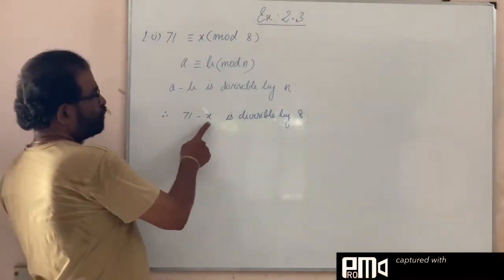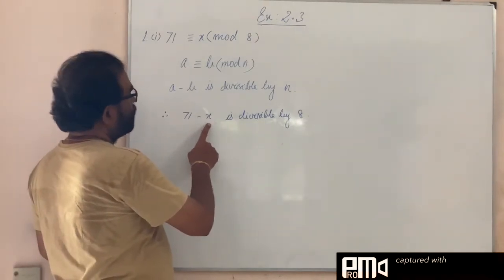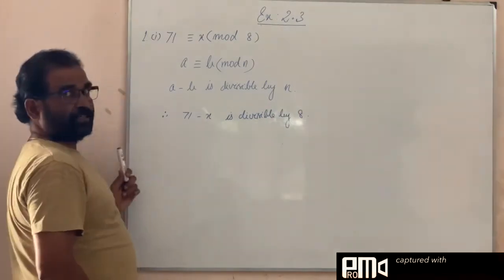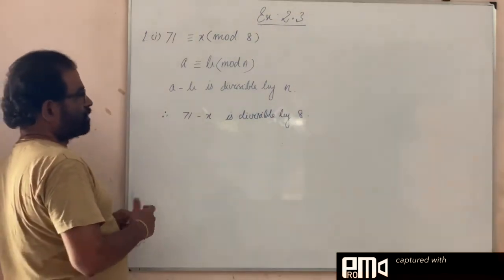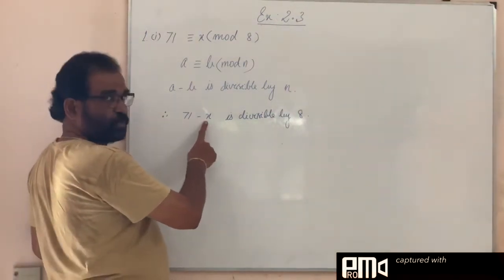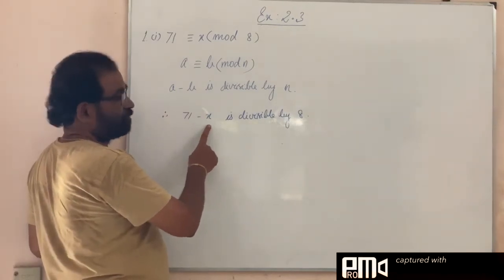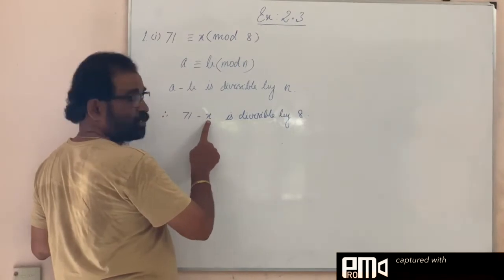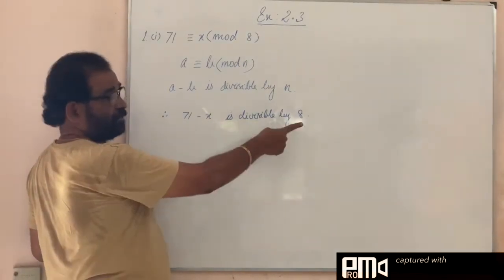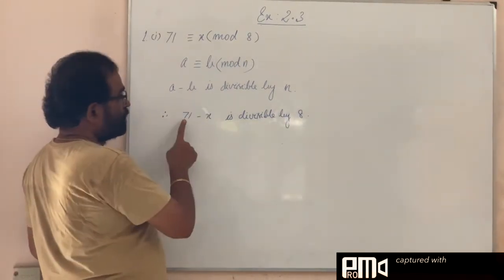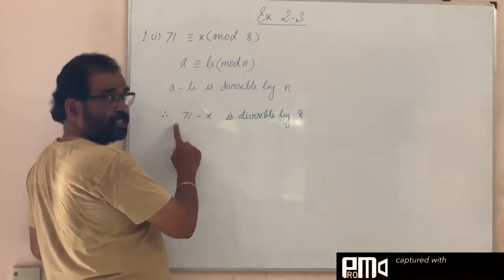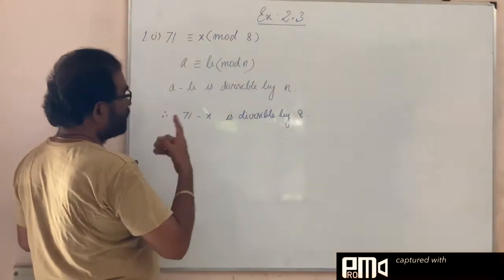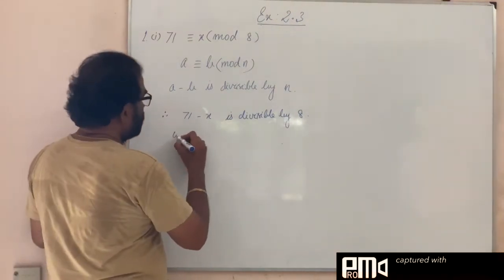Now we find the values of x. After subtraction from 71, it is divisible by 8. Now let's consider. We have to give positive values for this x. When x is 1, 71 minus 1 is 70. Is that divisible by 8? No. 71 minus 2, 71 minus 3, 71 minus 4, like that we try and then see.